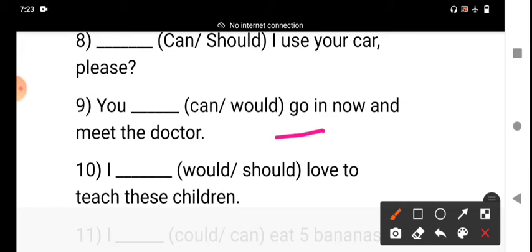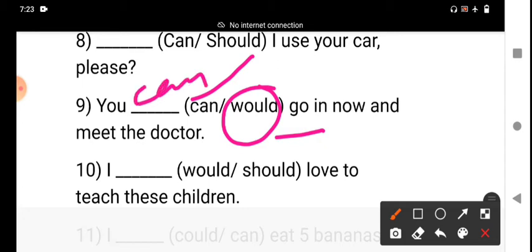Can is also the right answer here. You would go in now and meet the doctor? Would is not suitable here. Can is the right answer. Why? Can in this blank means you can go in, into the room now, at present, and meet the doctor. Meet is V1 and go is also V1. It is at the time of talking, at the present, not a future or past tense.